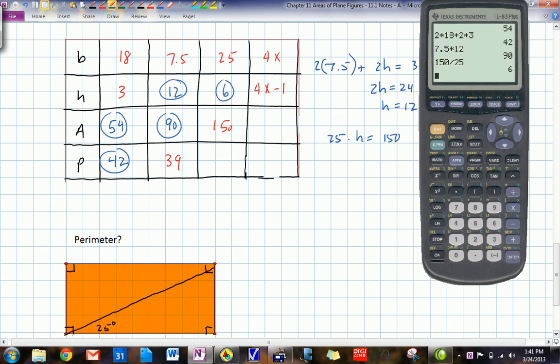And then the perimeter would be 2 of the bases plus 2 of the heights. So let's see if we can do this in our head. 2 bases would be 50, and 2 heights would be 12, so that would give us a total of 62.